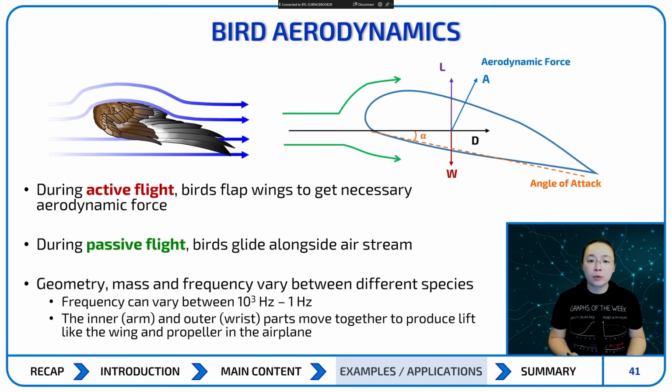During active flight, birds are going to flap their wings to get the necessary aerodynamic force in order to keep gliding. During passive flight, that is when the birds will glide alongside an airstream. In terms of differences between species, we can look at the bird's geometry, their mass, and their frequency. The frequency can vary between 10^3 hertz and 1 hertz. The inner and outer wrist of the wings are going to move together to try and produce lift, just like the wing and propeller in an airplane.